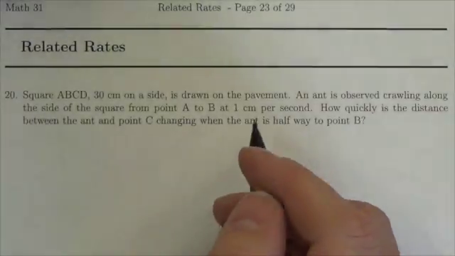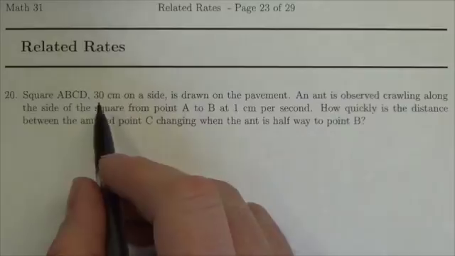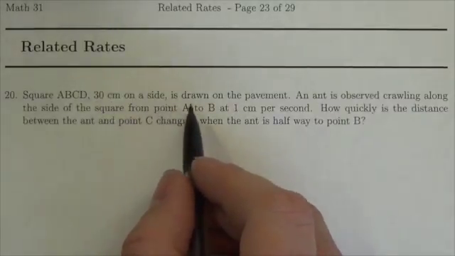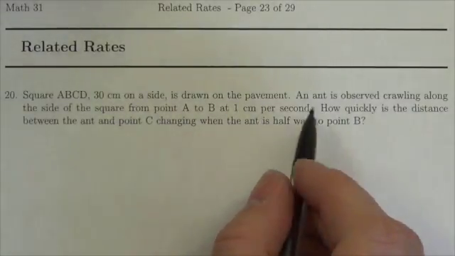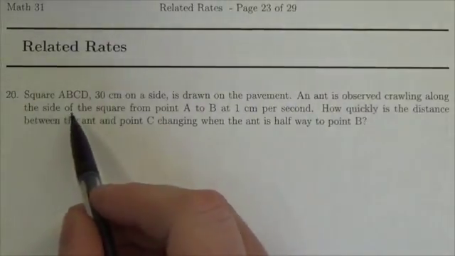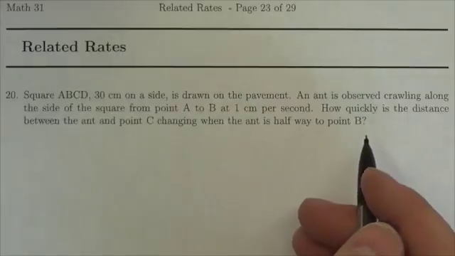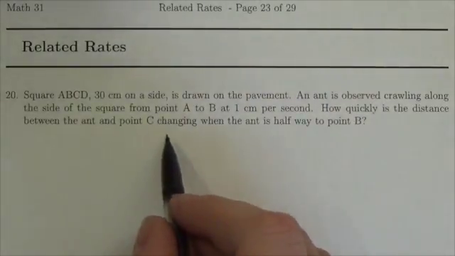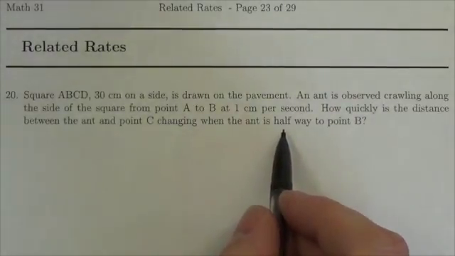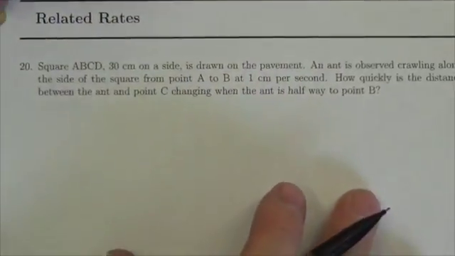So in this related rates problem, we read that square ABCD, 30 centimeters on a side, is drawn on the pavement. An ant is observed crawling along the side of the square from point A to B at 1 centimeter per second. How quickly is the distance between the ant and point C changing when the ant is halfway to point B? So what do we know here?